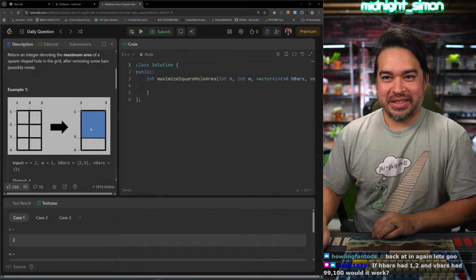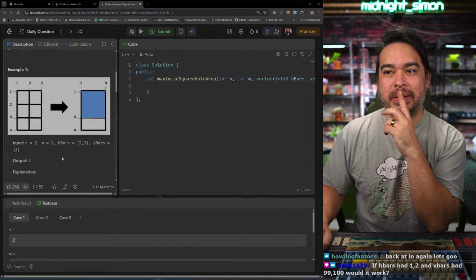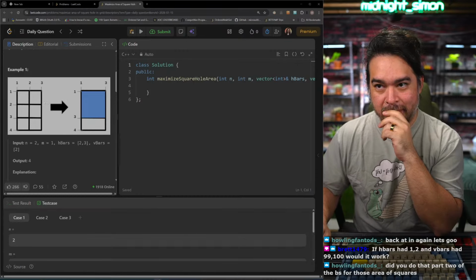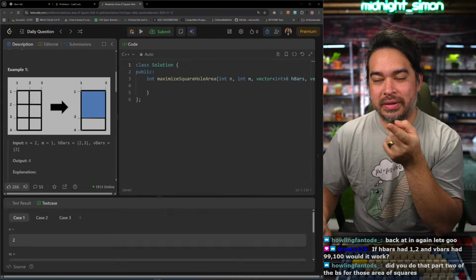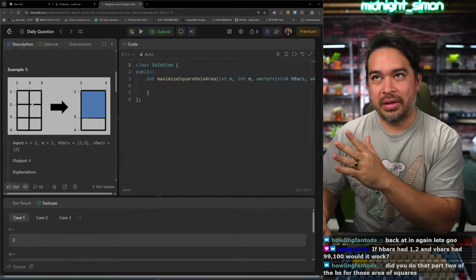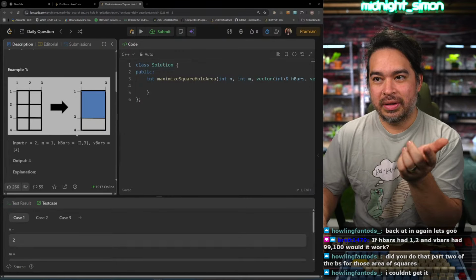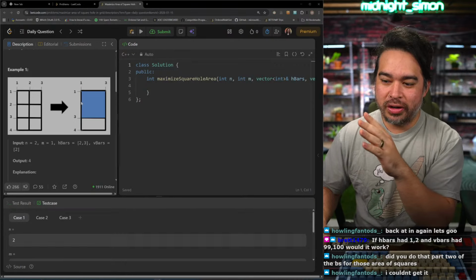and Saturdays. If H bars had 1, 2, and V bars had 9900, would it work? Interesting points, Brett. So if H bars, so no, would it work? I don't think it would, because the V bars would be like too far away.